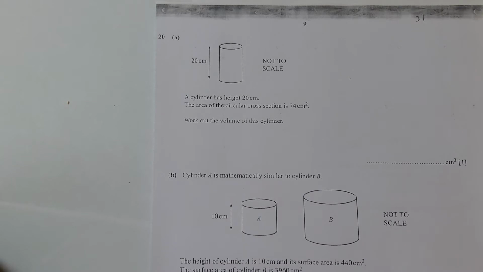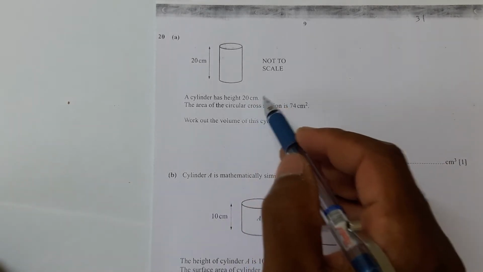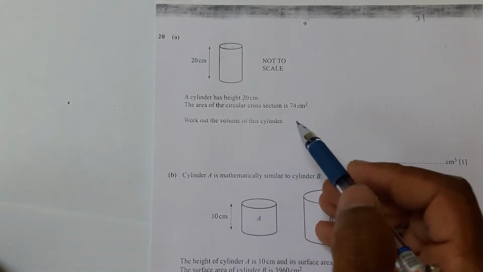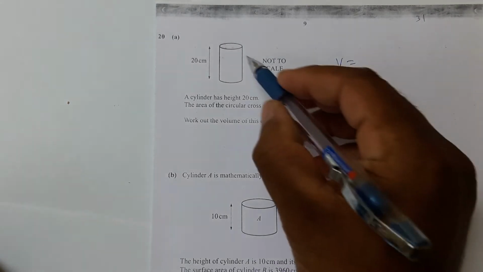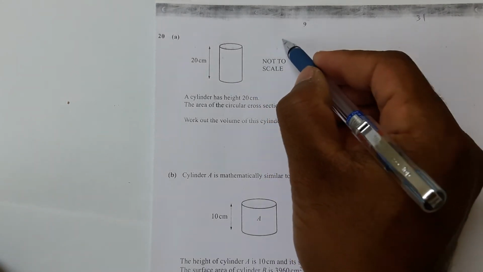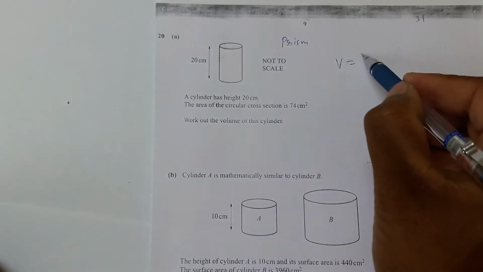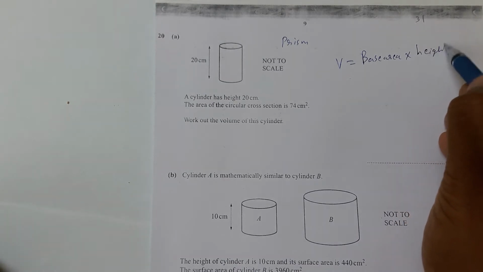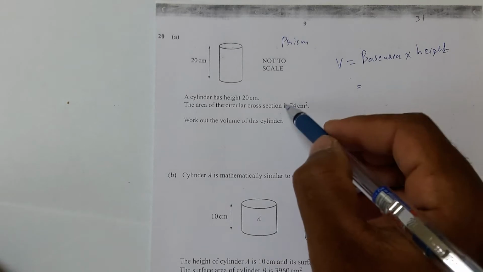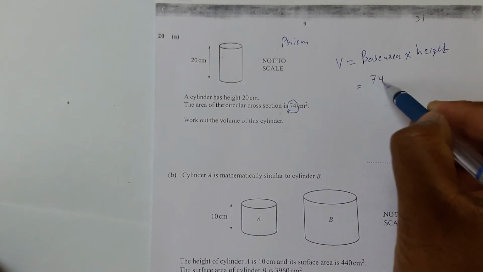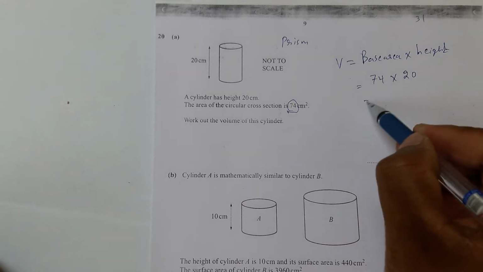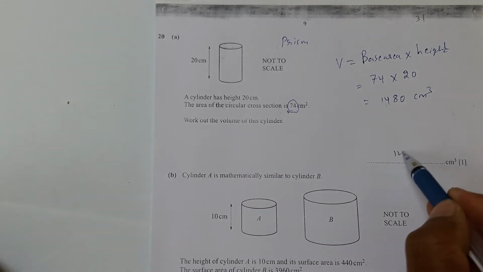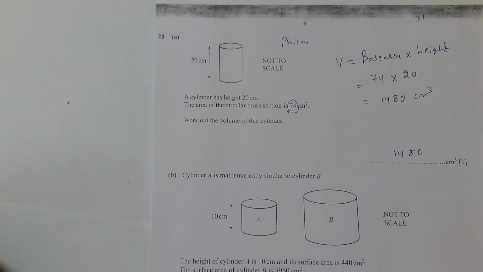So let's start. A cylinder has a height of 20 centimeters, and the area of its circular cross section is 74 centimeter square. Work out the volume of this cylinder. What is the volume of it? It's a prism. So the volume of any prism is base area into height. Here the base area is nothing but the cross section area, which is 74, into height 20. When you multiply, 2 4 8, 1480 centimeter cube is the volume. Clear? Next.